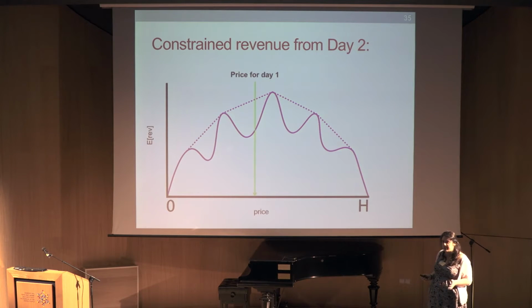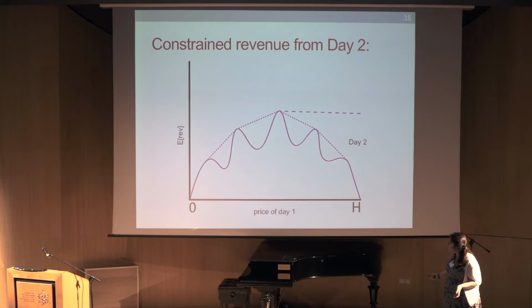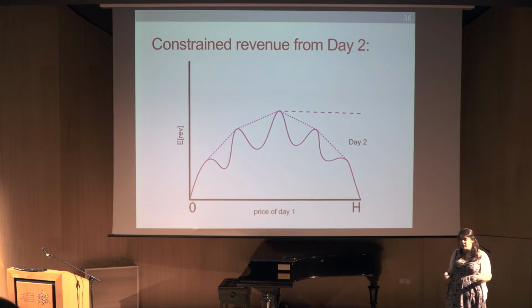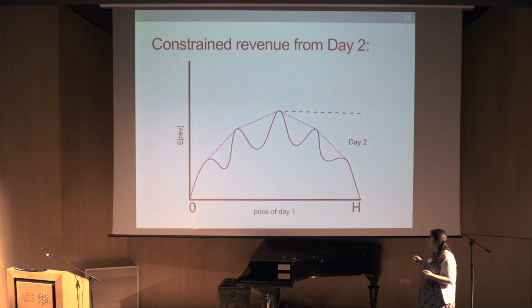The best thing to do in this case, and I'm not explaining why, is just to achieve this point on the ironed revenue curve by randomizing over these two peaks. This is the best thing to do on day 2. And because we can reason about this, we can formulate a curve that says what is the best revenue from day 2 as a function of the price we set on day 1? That's what this curve is.